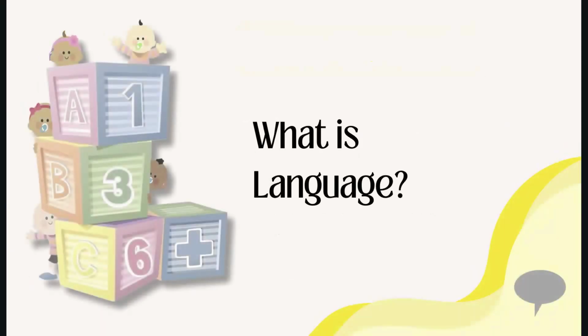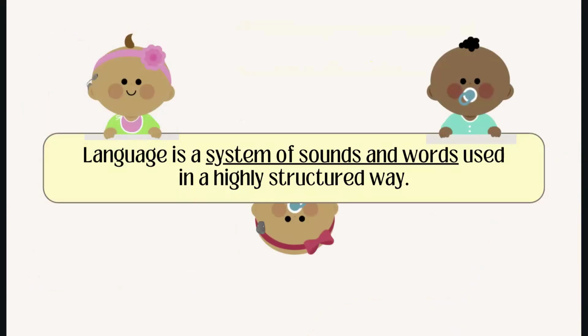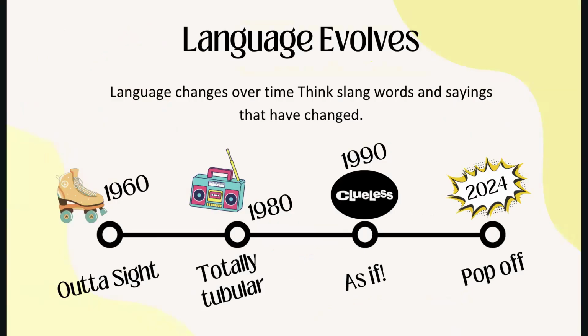So we'll start off. What is language? Language is a system of sounds and words that are used in a highly structured way. So let's talk about this a little bit more. Language evolves. So when we hear the word language, we think about the different languages that are spoken throughout the entire world. But we could also see how language changes over time. So think slang terms, slang words, and how they've changed.